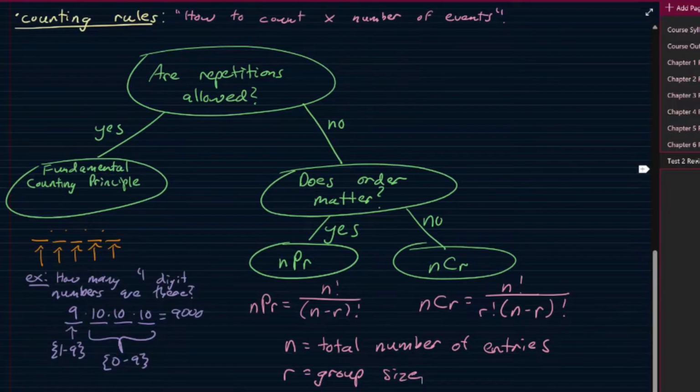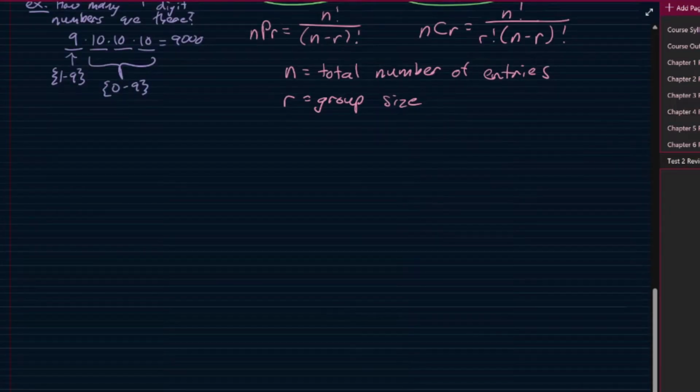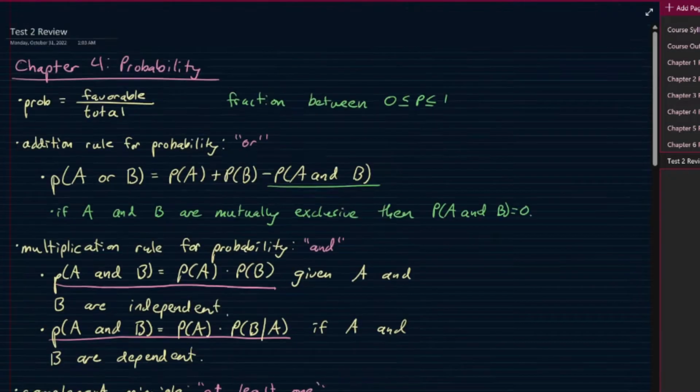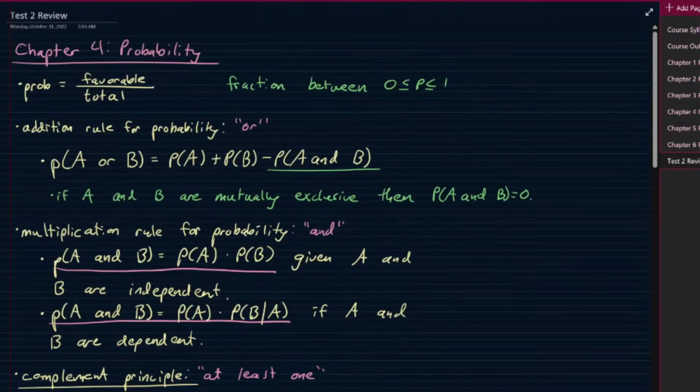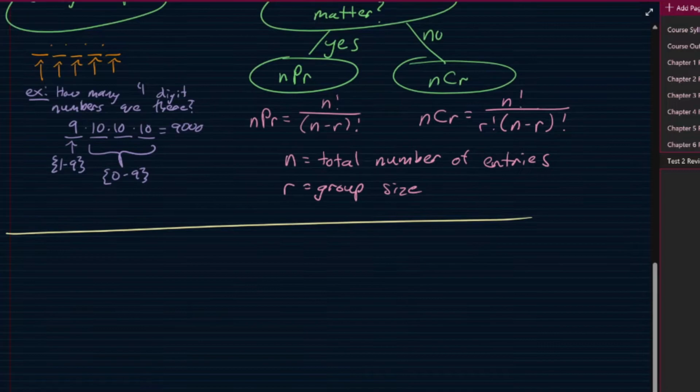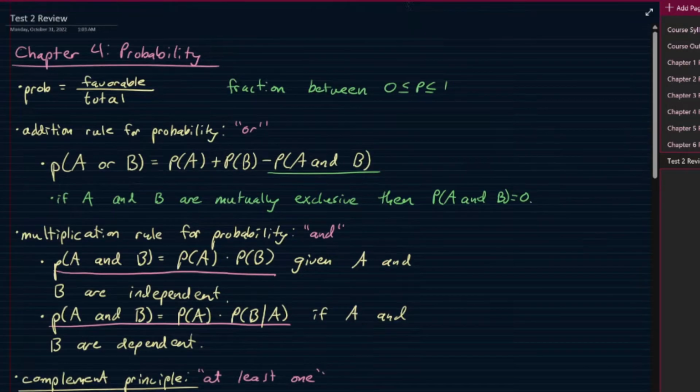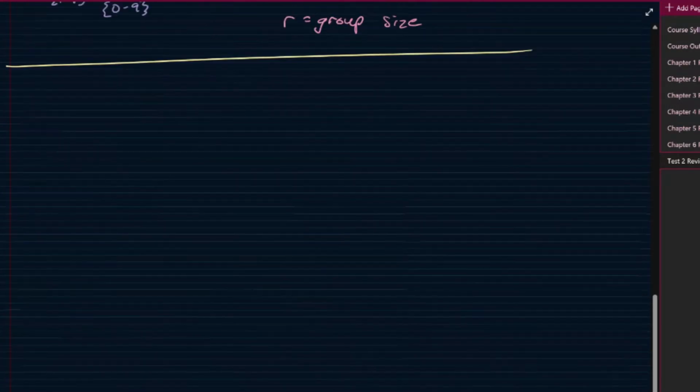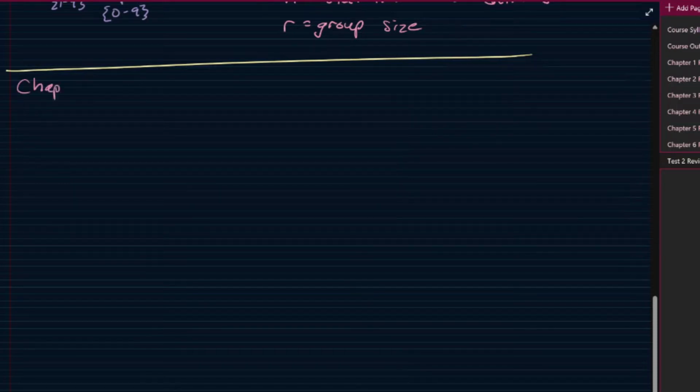Okay, so that's chapter 4, everything that I want you guys to be aware of and know, and all the formulas that you got to know, everything. Next, let's go to chapter 5. It is on probability distributions.